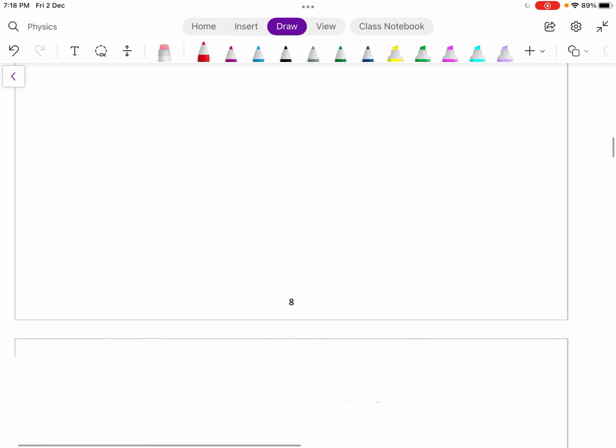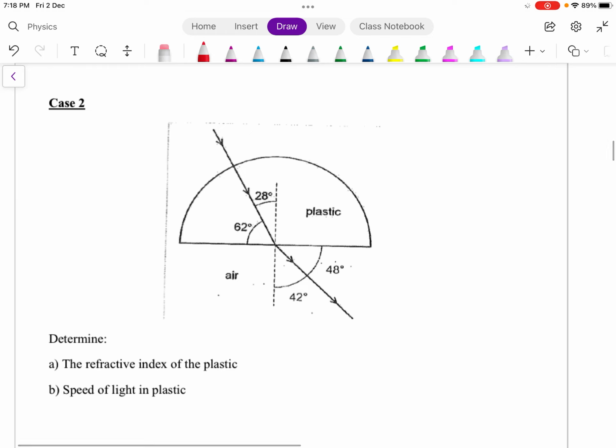Okay, let's take a look at case number 2. Same thing, you try the question first. You can pause the video right now, then after that continue to watch this video. So we have this case 2 where we have this semicircular glass block. First of all, determine the refractive index of the plastic, and part B, of course, the speed of light in the plastic.